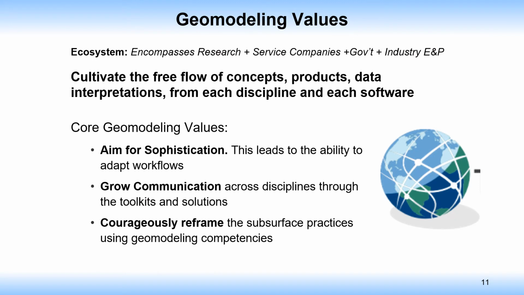So there are values we should focus on. The ecosystem first encompasses the research groups, service companies, the government, regulators and researchers, and the overall industry, the E&P groups. And what we want is to cultivate the free flow of concepts, products, and data interpretations from each discipline and each software. So our core modeling values are to aim for sophistication.